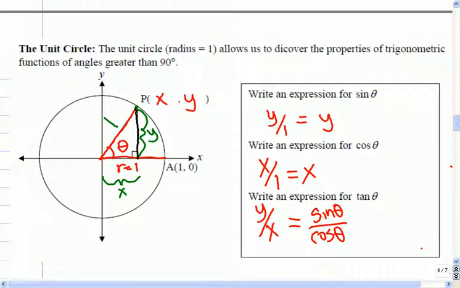Okay, so before we go any further, this idea is very important, and in Math 12 is also very important. So, questions? Any comments, concerns?